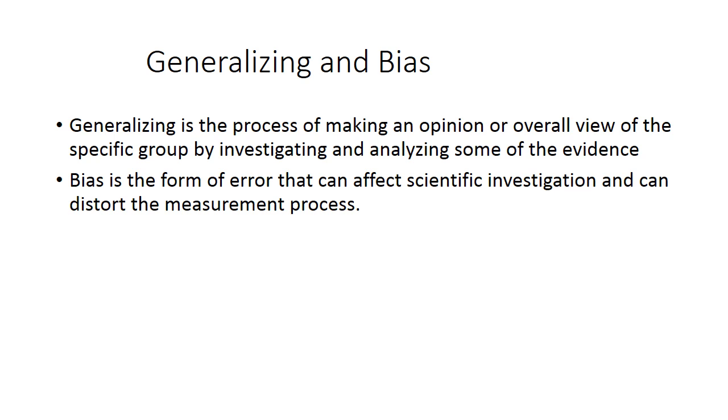Next term is bias. This is a form of error that can affect the scientific investigation and distort the measurement process. A biased study loses validity, reliability, and authenticity also. While some study designs are more prone to bias, its presence is universal. It distorts the truth, and the researcher needs to recognize bias and try to reduce it as much as he can, and should be aware that the research has these biases.